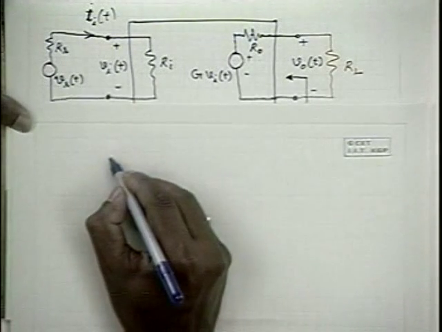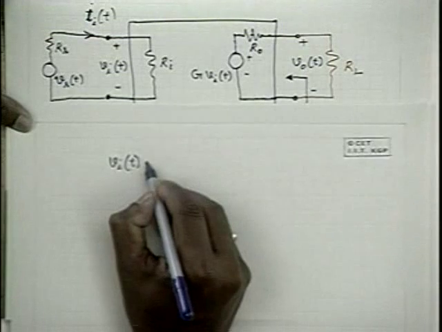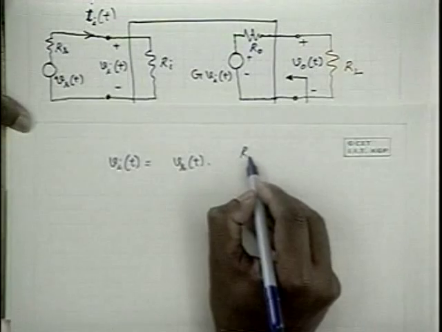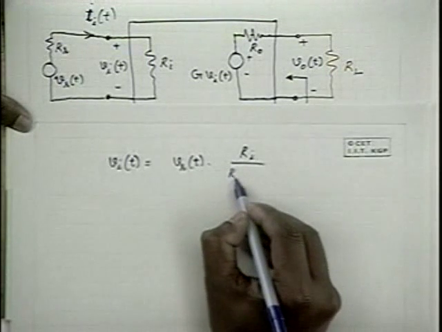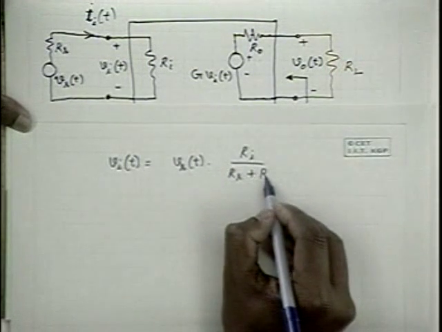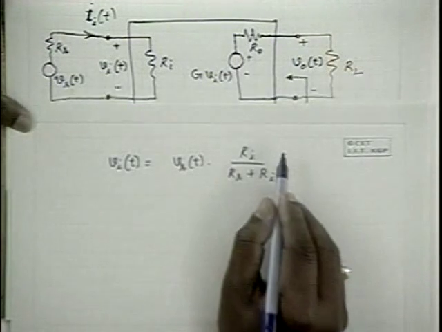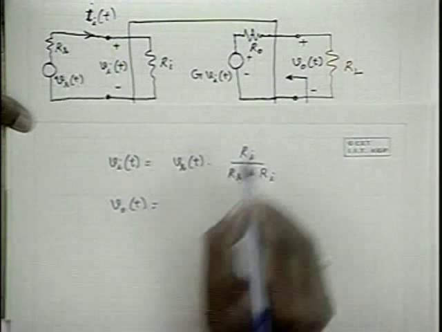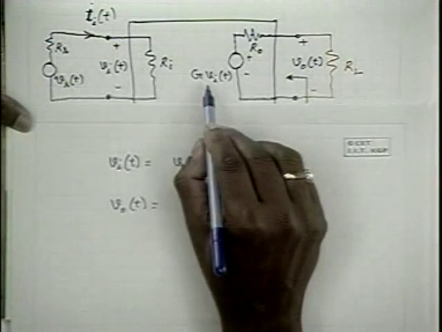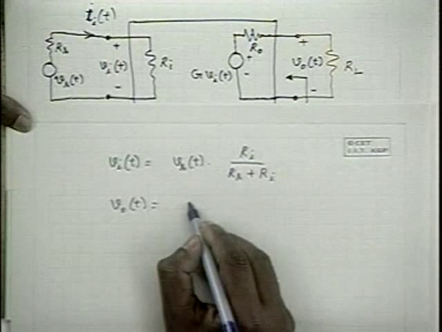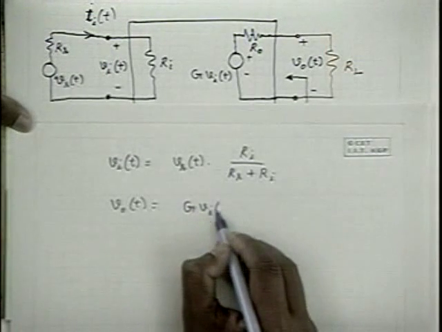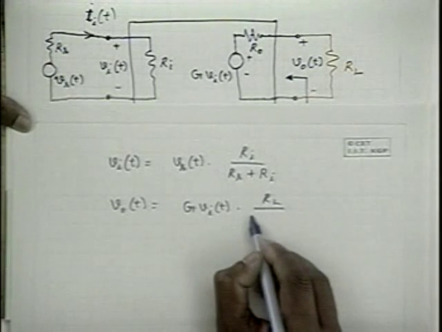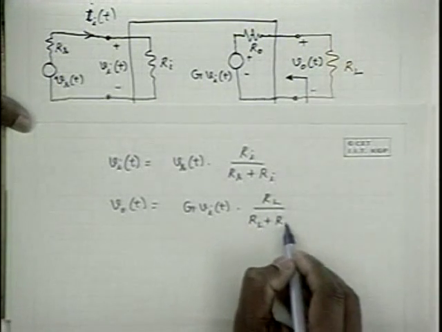So now on the input side, VIT is going to be VST into Ri by Rs plus Ri. Therefore, it is a ratio less than 1. And on the output side, the moment a load is connected, VOT is going to be less than GVIT, by what quantity? By this quantity, RL by RL plus R naught.